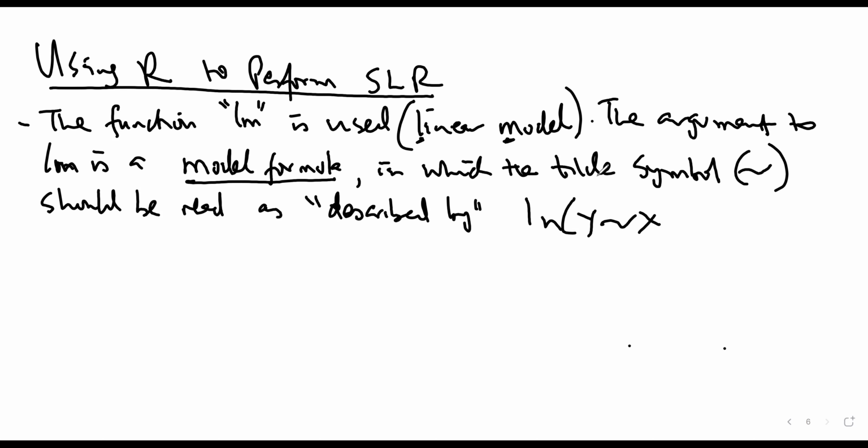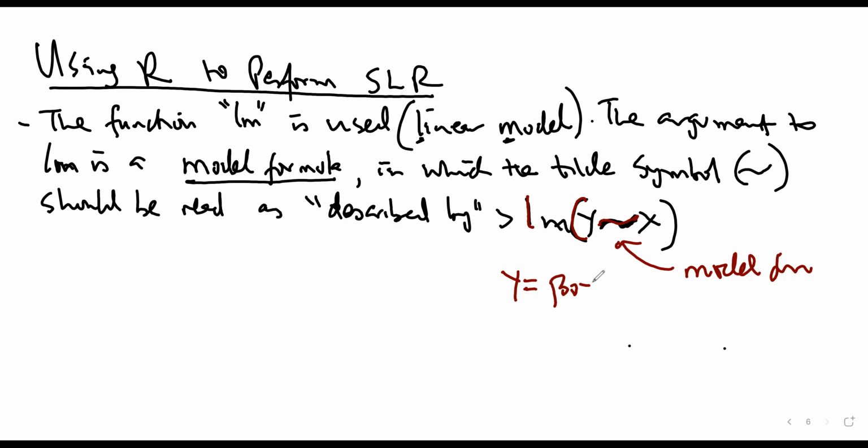So this is how you write your code in R. You will write lm, then you have your y described by x. This is what you're calling the model formula. This is a tilde. So this just means you fit a linear model where y is described by x. In other words, you are fitting this model, y is equal to beta naught plus beta 1 of x.